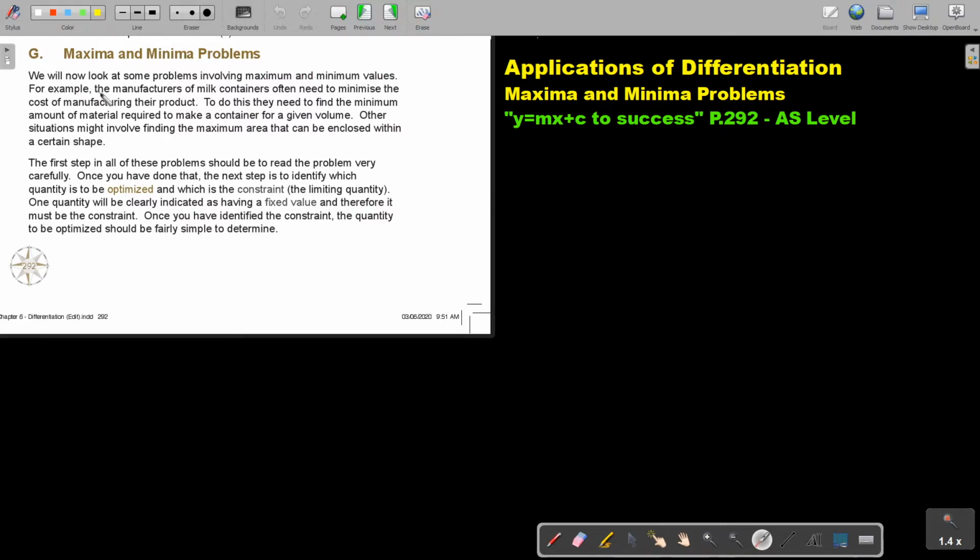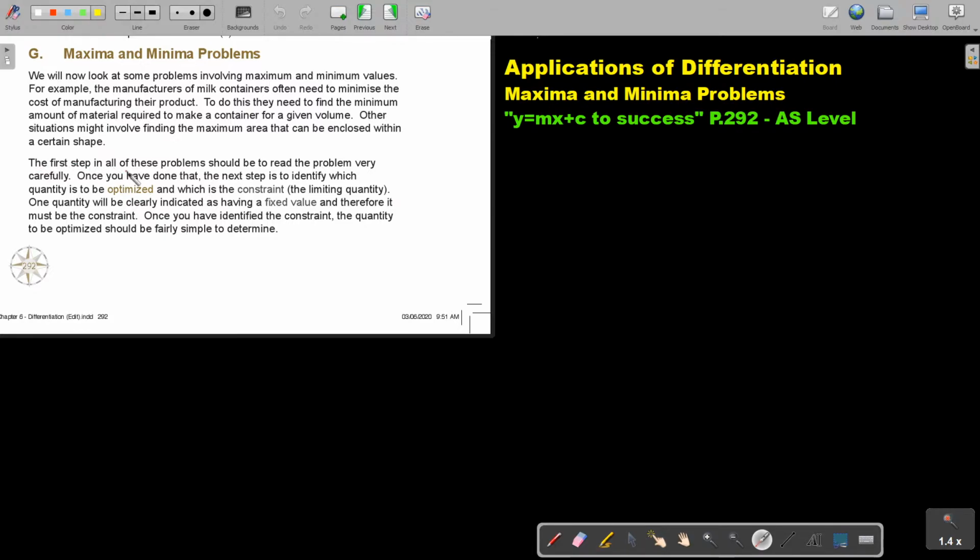For example, the manufacturers of milk containers often need to minimize the cost of manufacturing their product. To do this, they need to find the minimum amount of material required to make a container for a given volume. Other situations might involve finding the maximum area that can be enclosed within a certain shape.